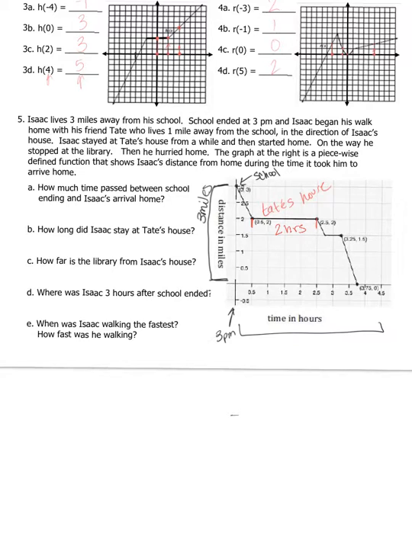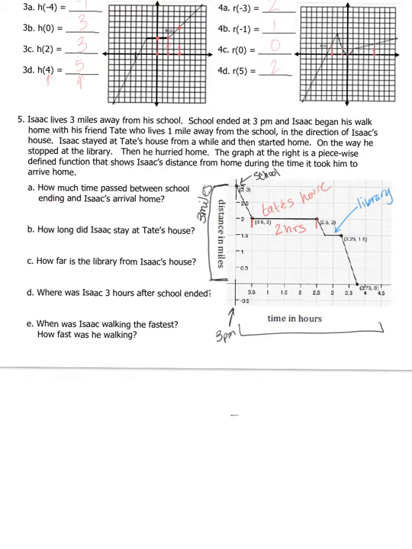On the way, then he got going on the way home again, and he stopped at the library. So you can see him kind of traveling again, and then he stopped at the library. So here's the library. And then it says, the graph to the right is a piecewise defined function that shows Isaac's distance from home during the time it took him to arrive.